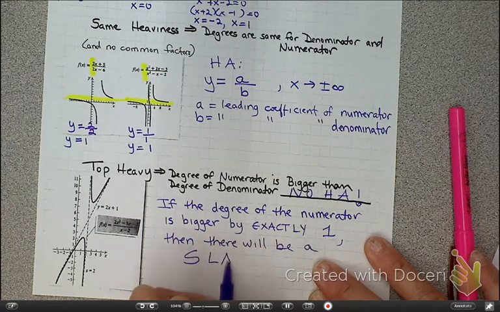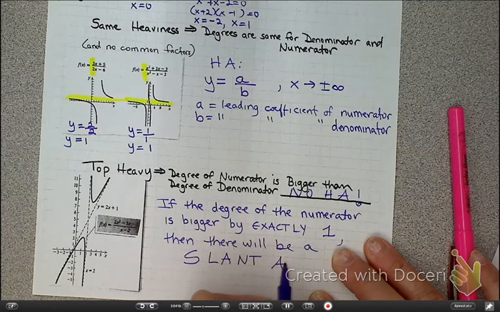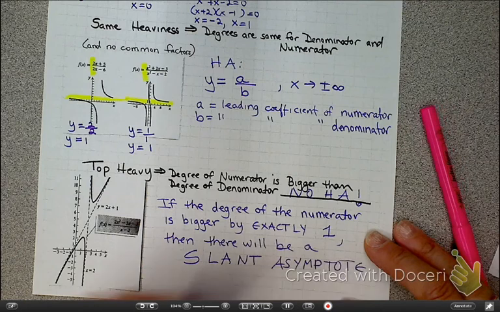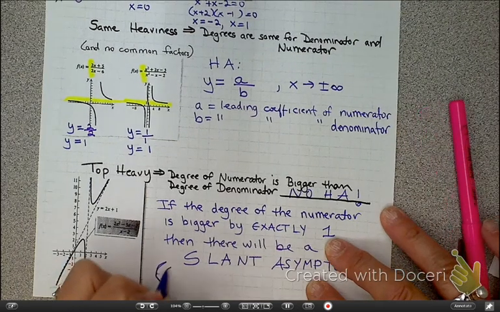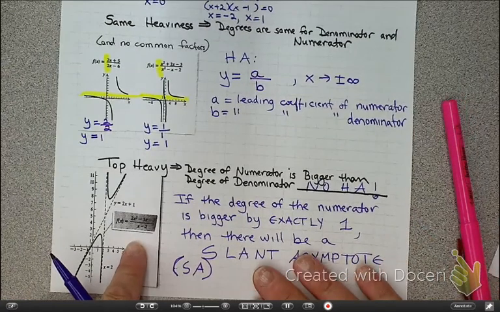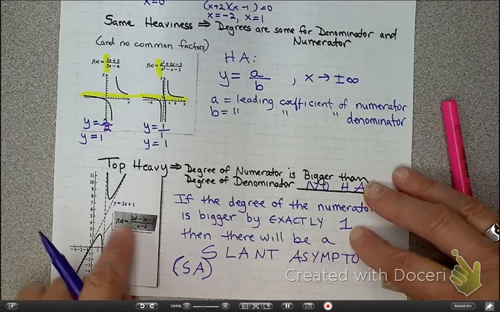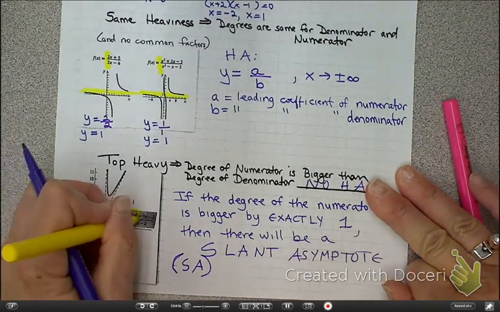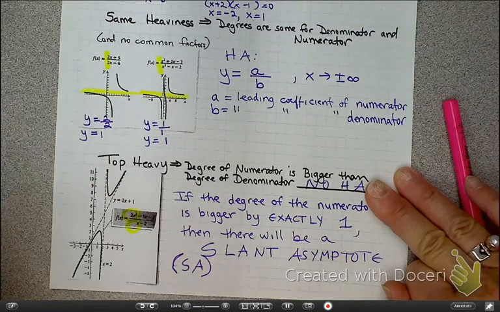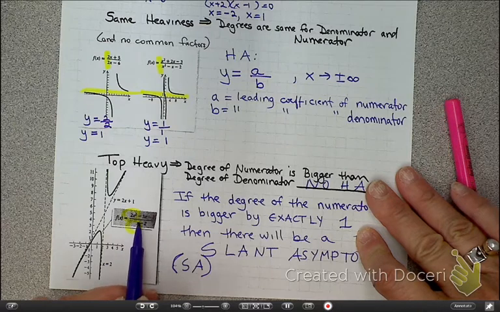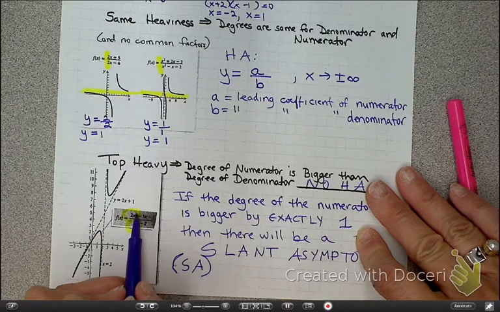Slant asymptote. And we will call those SA. Okay? So like in this picture that I'm showing you, when we look at the degree here, it is a 2 and this is a 1. So this numerator degree is 2 and this denominator degree is 1. Notice the degree here is 1 more than the degree of this.